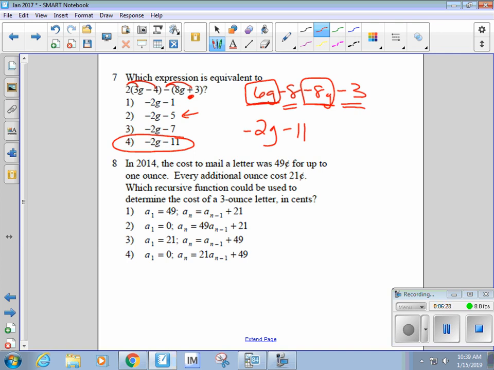Number 8. In 2014, the cost to mail a letter was 49 cents for up to 1 ounce. Each additional ounce costs 21 cents. Which recursive function could be used to determine the cost of a 3-ounce letter in cents? So it starts at 49 and it's going up by 21. So my starting number is 49. It's going up by 21. That's choice 1. The rest of these aren't giving you a correct recursive function because they don't start you at the right number. They all start at 0 or 21, and it clearly says start at 49 cents for 1 ounce. 1 ounce is the first term, not 0.